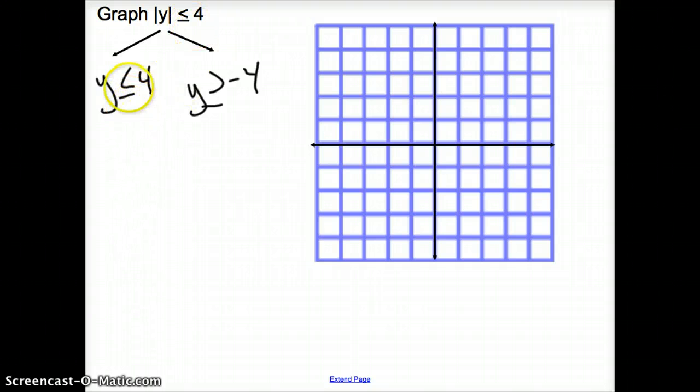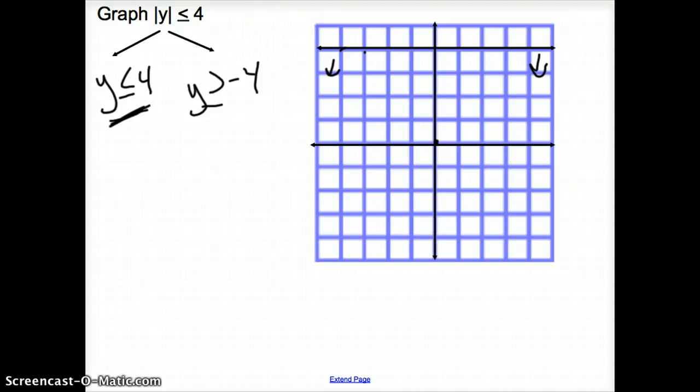So let's go ahead and graph this. So this guy here, y is less than or equal to 4. I need a line through y is less than or equal to 4. So there's my line. Now again, I'm going to pick point 0, 0, plug it in. Is 0 less than 4? Yes, it is. So I'm going to shade below that line.